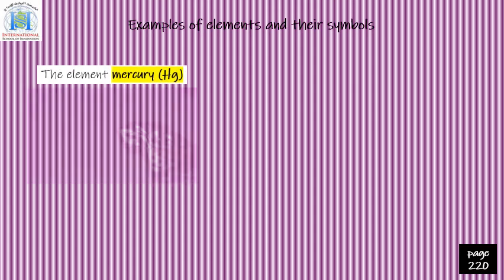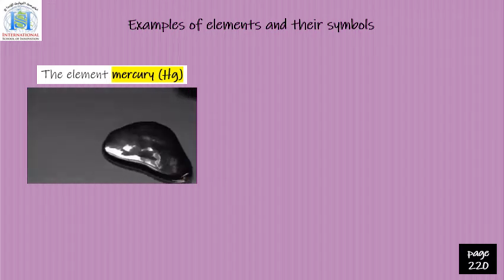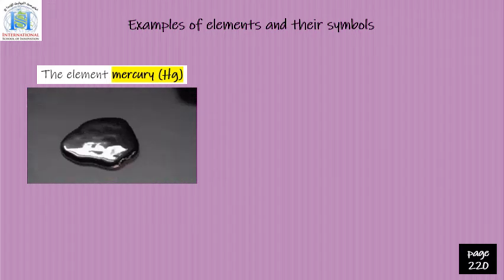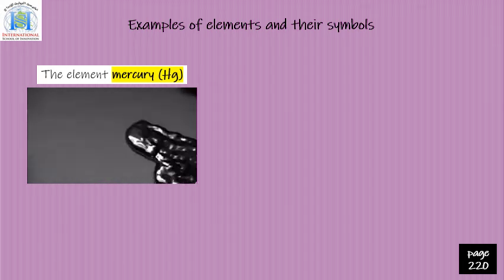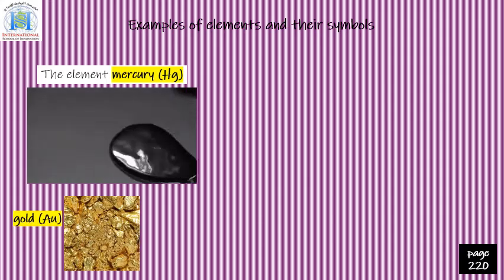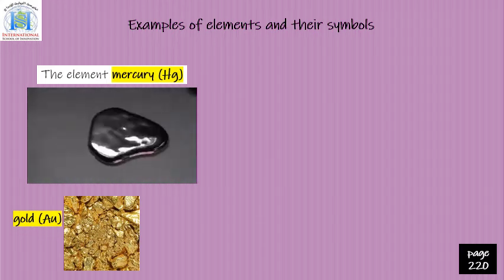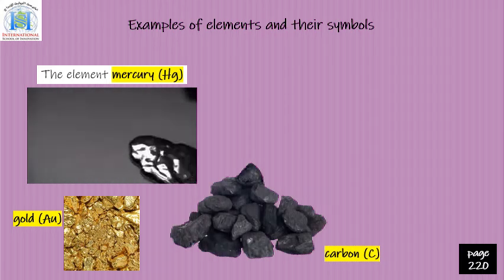Let's see some examples. The element mercury, which is a silver liquid, has its special symbol, which is Hg with the H capitalized. Gold, Au. What about the carbon? What is the symbol of carbon? C, perfect.